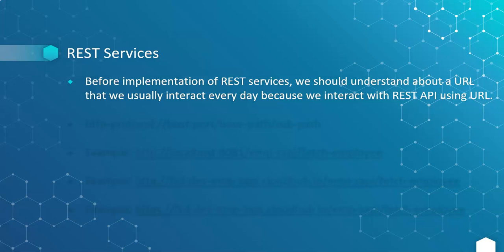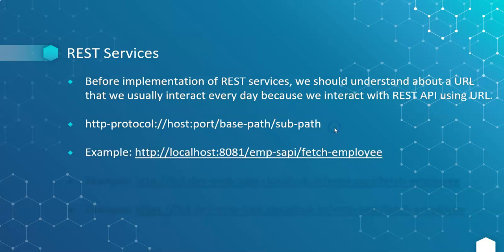We know how a URL looks like, right? Every day we have been interacting with a number of URLs. If you open Chrome and search something like facebook.com or MuleSoft.com, it opens as a URL. But what does a URL contain basically? It contains the HTTP protocol, then host, then port, then base path and subpath. Let's see an example for this.